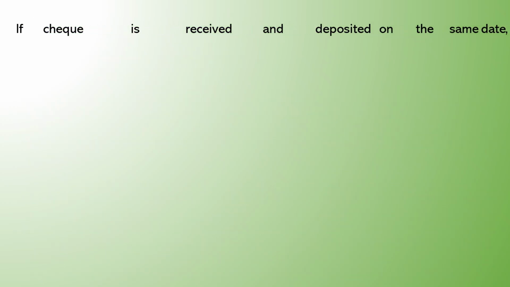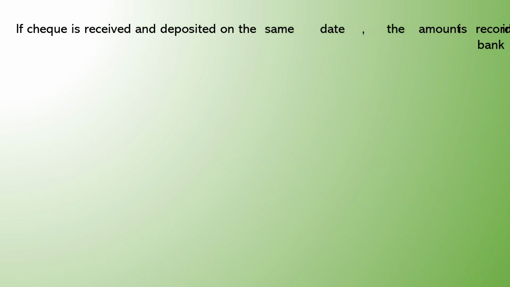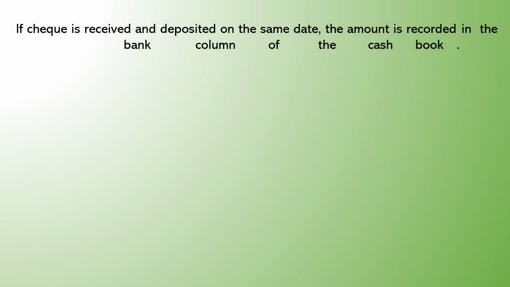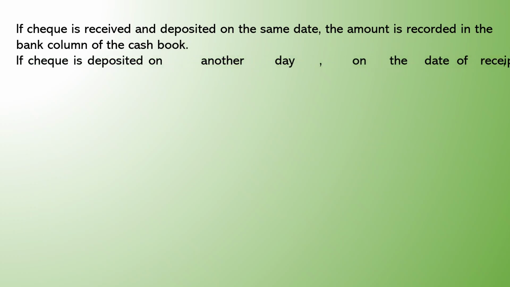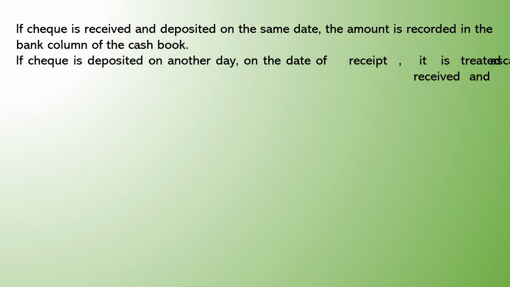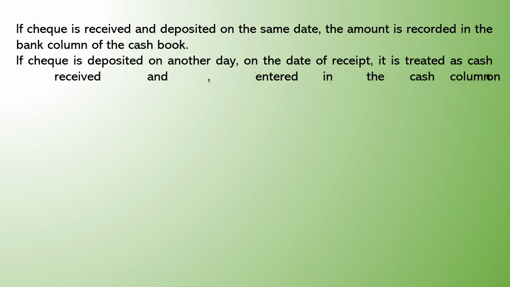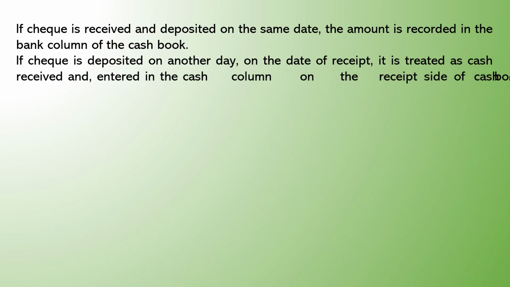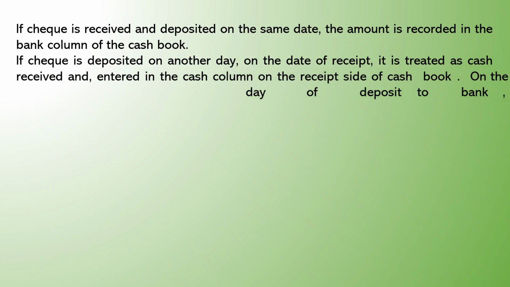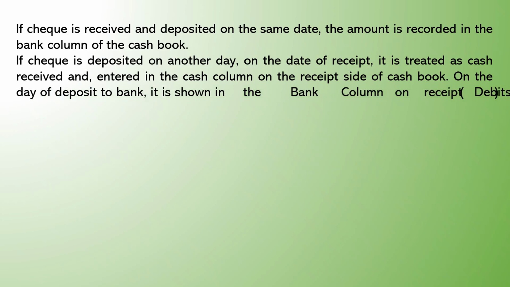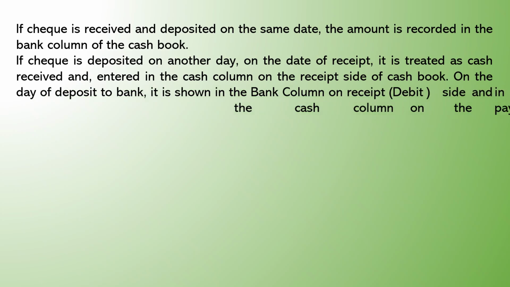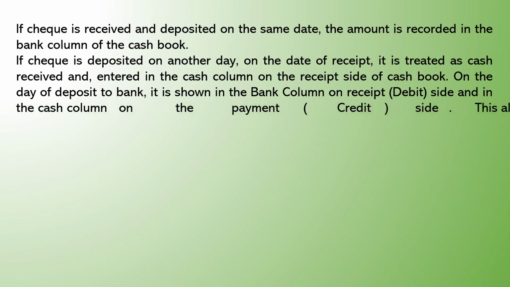If a check is received and deposited on the same date, the amount is recorded in the bank column of the cash book. If a check is deposited on another day, on the date of receipt it is treated as cash received and entered in the cash column on the receipt side of the cash book. On the day of deposit to bank, it is entered in the bank column on the receipt, debit side, and in the cash column on the payment, credit side. This also is a contra entry.